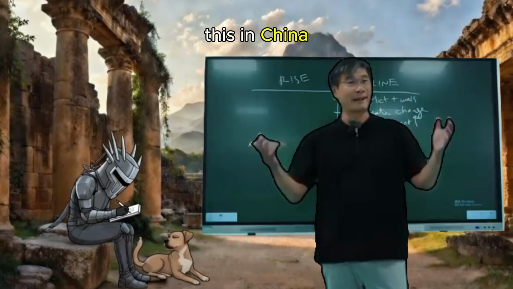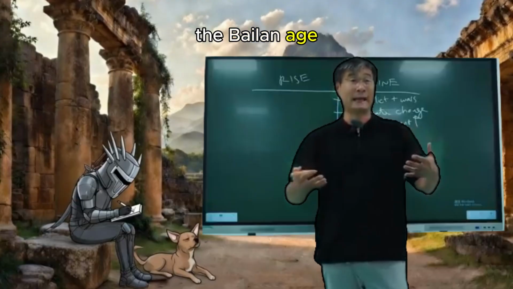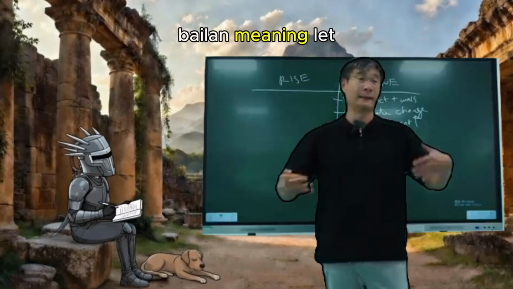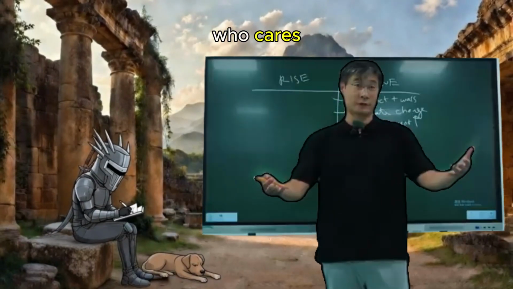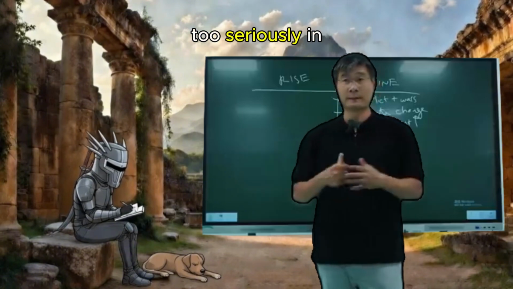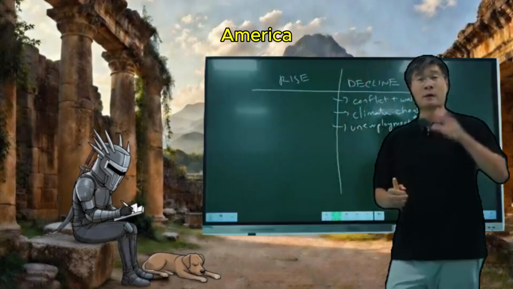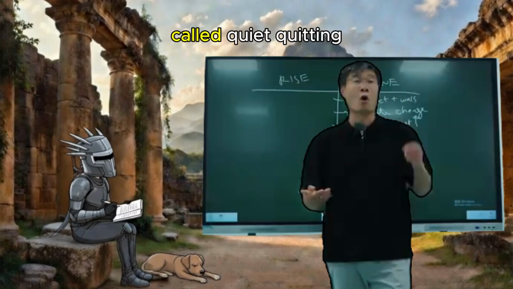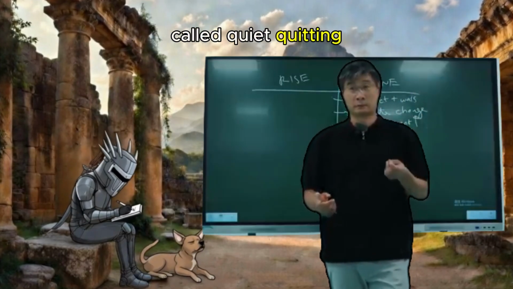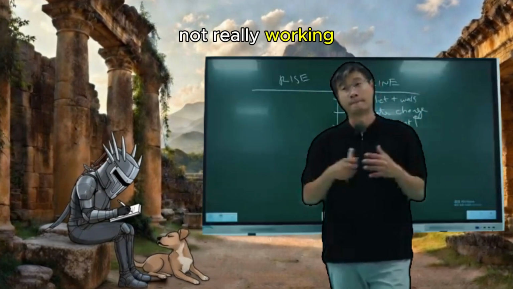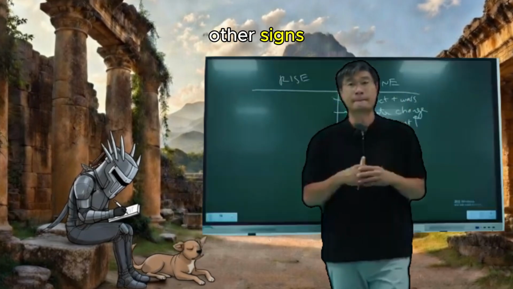And we call this in China the Bailan age, right? The age of Bailan, meaning let it rot. Like, who cares? Don't take things too seriously. In America, the term is called quiet quitting. Okay, you pretend to work, but you're not really working. What are some other signs?